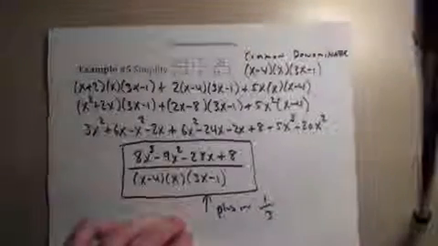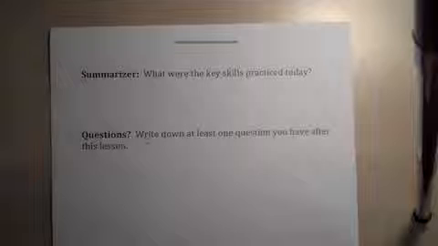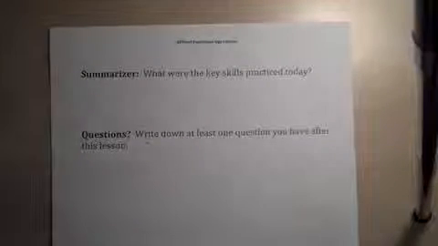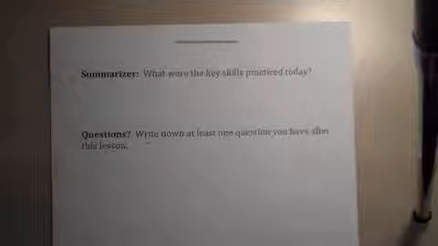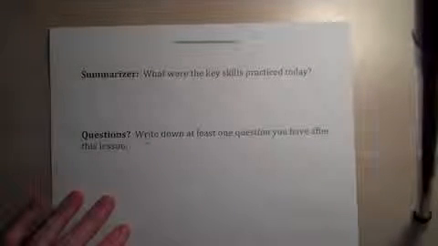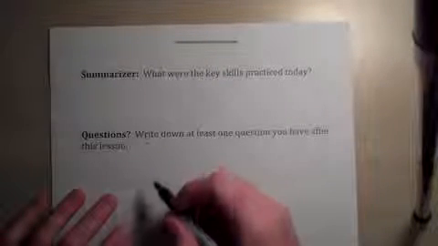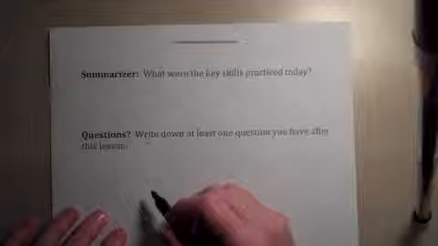All right. Let's summarize. So what were the key skills practiced today? So why don't you summarize for yourself, or, for example, we looked at common denominators, we looked at complex fractions, we looked at difference of squares, but just do it for yourself. What were the key things that we did? And then one question you have after today's lesson.